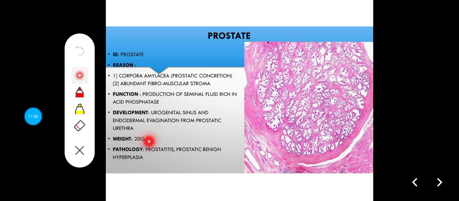So the weight is about 20 grams. And then the pathology is benign prostatic hyperplasia, that's BPH. Then prostatitis and also prostatic CA.